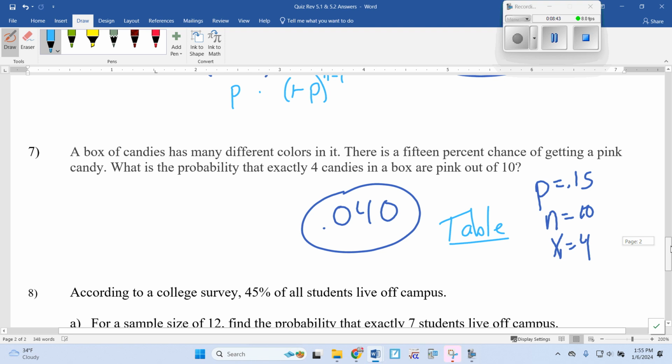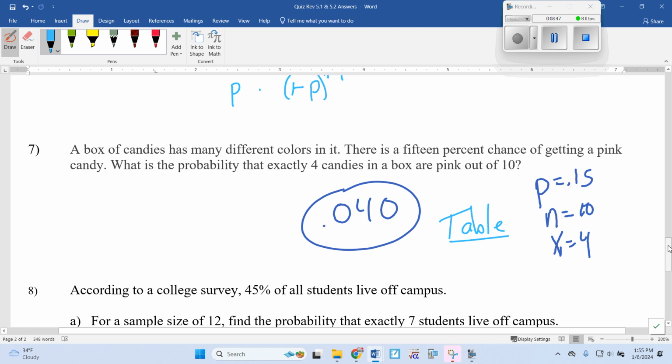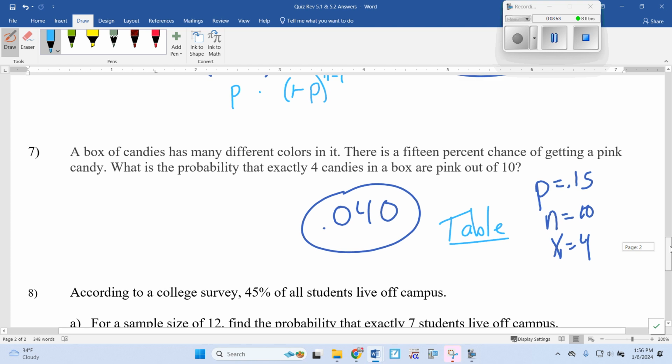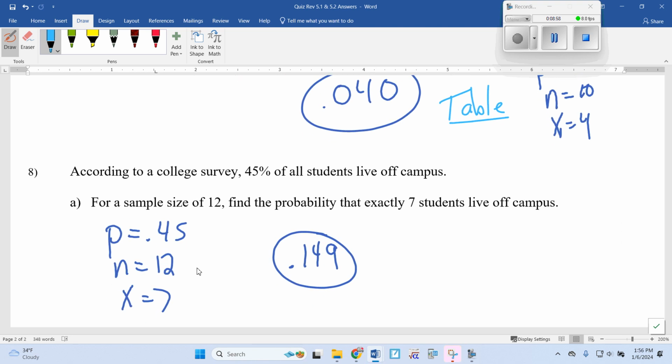According to a college study, 45% of all students live off campus. For a sample size of 12, find the probability that exactly 7 live off campus. Looking for the first one? Nope, we're looking for 7. This is binomial. This is once again in the table.